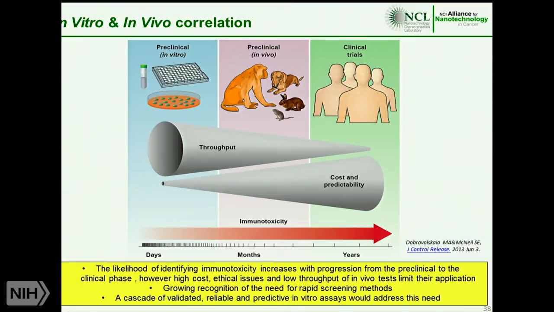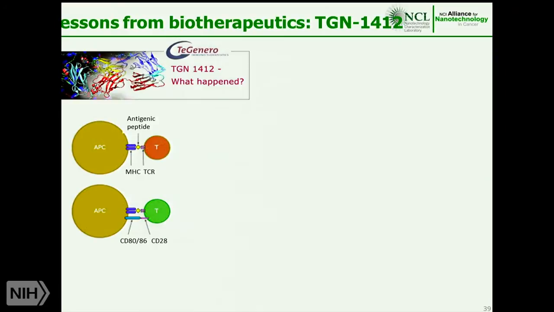Therefore, there is a growing recognition of the need for the rapid screening methods, and there is a requirement for those methods to be predictable and valid and give us informative and reliable data. Cascade of validated, reliable, and predictive methods can address this need, and there is an effort worldwide in understanding predictability of in vitro tests. I would like to step back here and give you an example of the lesson which was learned from biotherapeutics to demonstrate why in vitro methods, predictable in vitro methods, are important.